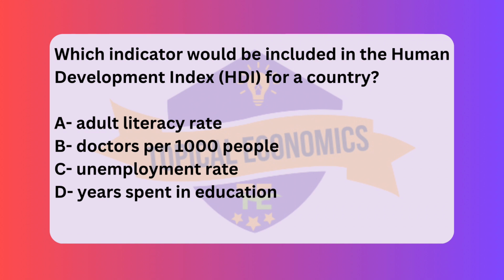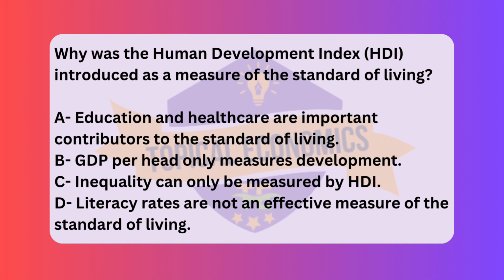Lastly, option C. Unemployment rate is incorrect. The unemployment rate is not included in the HDI. While unemployment can impact the standard of living, it is not one of the components of the HDI, which focuses on life expectancy, education, and income via GNI per capita. Moving to the 13th question.